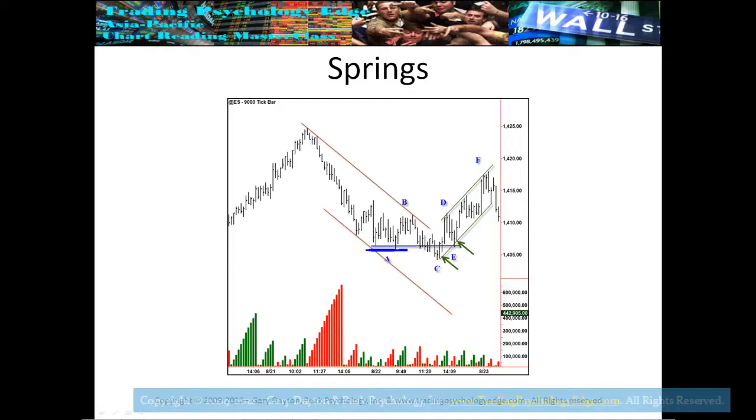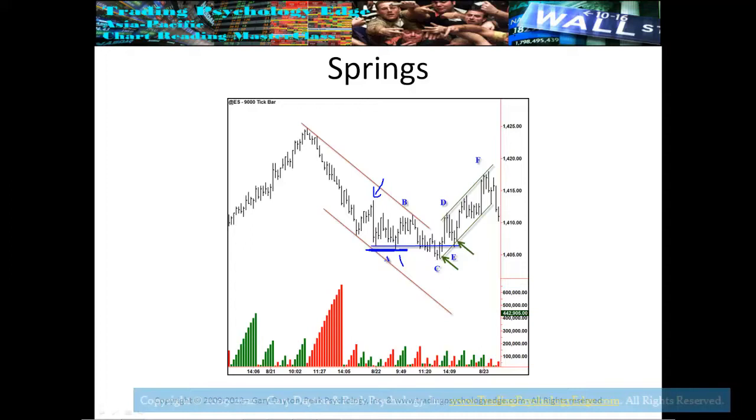Are the structure and volume prior to the spring bar more important than the spring bar itself? They factor into it, Ivan. Yeah, when somebody said, what about this spring here at A, when I see something like this, I'm pretty cautious about that, because I don't know what it's going to do next.